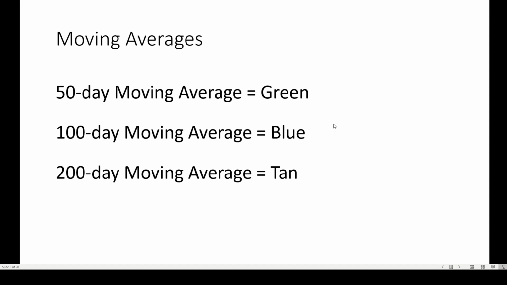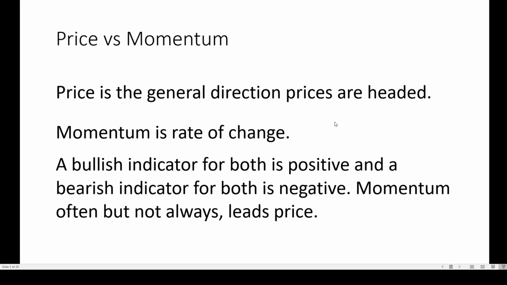Moving averages, colors on your screen: 50 days green, 100 days blue, 200 days tan. Price versus momentum. Price is the general direction prices are headed. Momentum is a rate of change. A bullish indicator for both is positive, and a bearish indicator for both is negative. Momentum often, but not always, leads price.